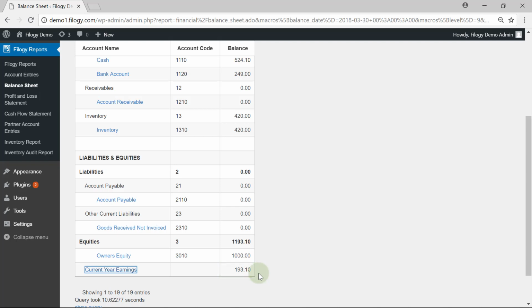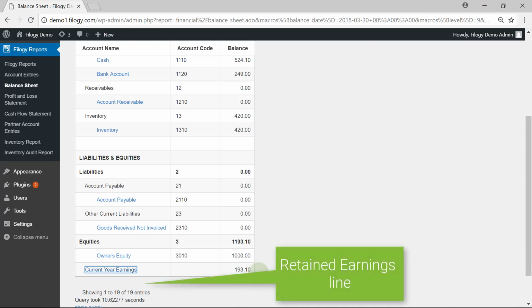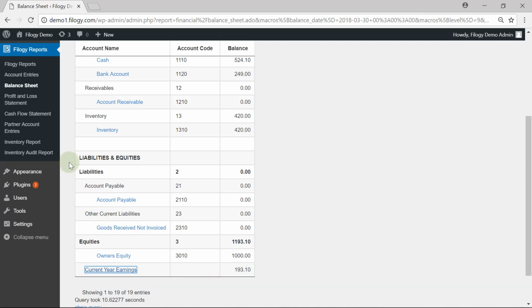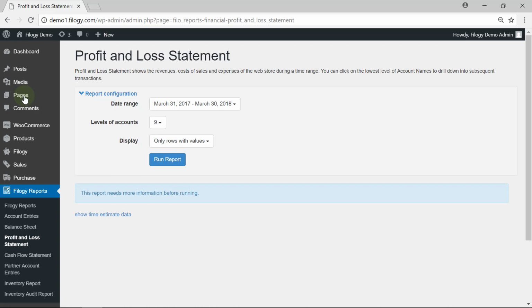If you made a profit in the previous year that the owner didn't take out of the company, then a similar retained earnings line would appear here. The next item is the profit and loss report. Click on this menu. As you've just seen, the profit and loss report shows revenue, sales of cost and other expenses over a period of time. You can specify the time period, how detailed the report should be, so what level of accounts should appear on it. Do you want to see blank lines or not? After you've set everything, press the Run Report button.